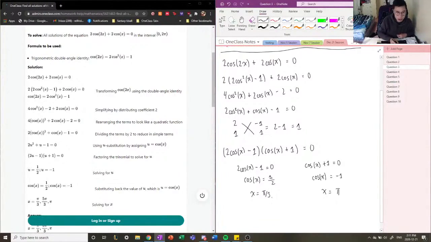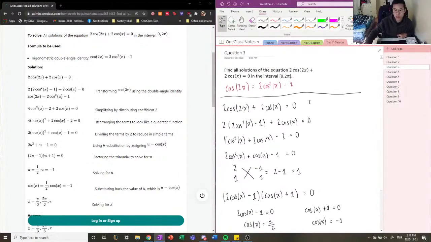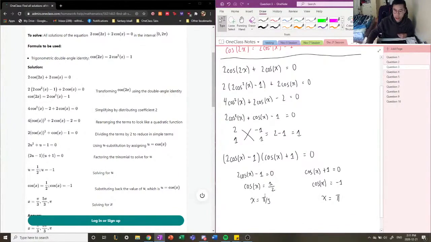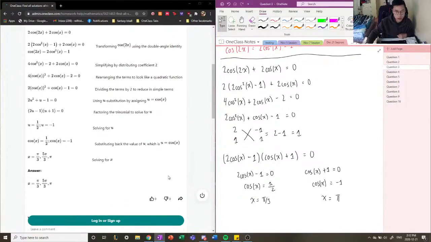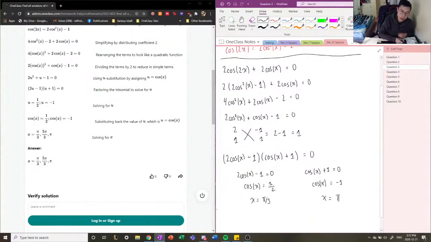So now we have found our solutions. But we have to be worried about the interval here. The interval is from 0 to 2 pi. So cos x equals half at pi over 3 and also 5 pi over 3. We have to include that in our answer here. So therefore, 2 cos of 2x plus 2 cos of x equals 0 when x equals pi over 3, 5 pi over 3, and pi.